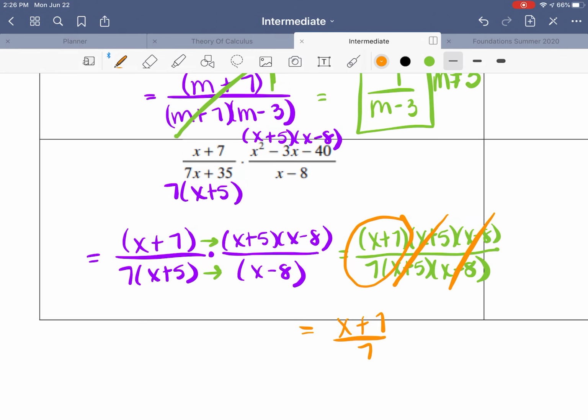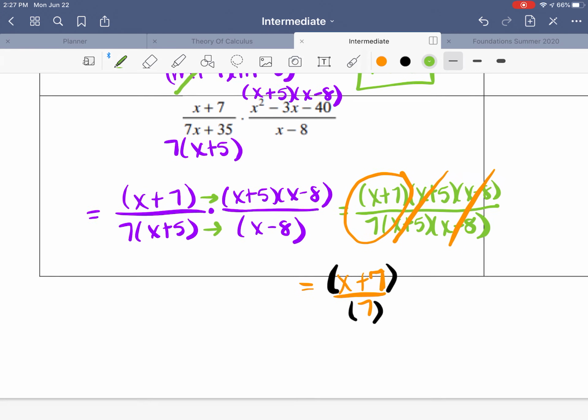over 7. Now, right here, I don't want you to be confused. There is a 7 in the top and a 7 in the bottom, but that cannot be reduced. Why not? Because this 7 is part of x plus 7. So this whole thing is a factor. And 7 is a factor. So that's kind of why I like having those parentheses there, because it shows that this whole thing is a factor.